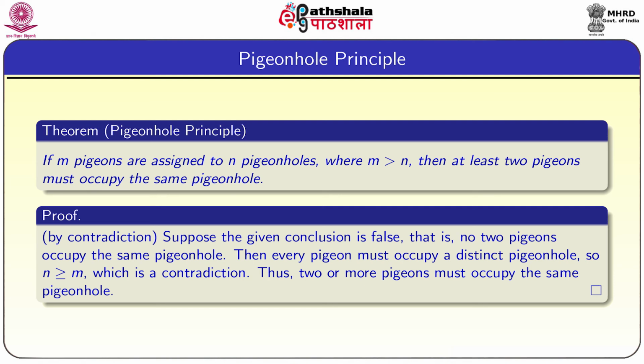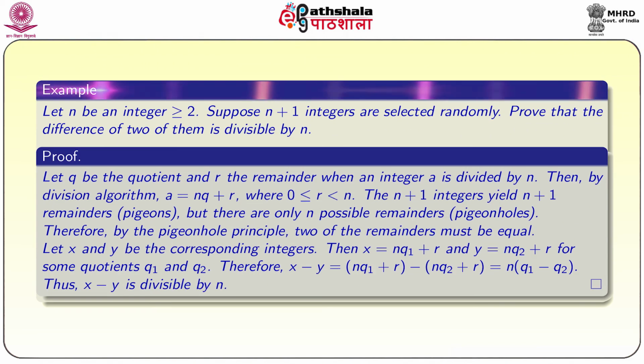Now we will use the pigeonhole principle to prove another result, another application, in number theory. For example, we want to show this: let n be an integer greater than or equal to 2. Suppose n plus 1 integers are selected randomly. Prove that the difference of 2 of them is divisible by n. We have n plus 1 and n. We have to utilize this and use the pigeonhole principle to prove the result.